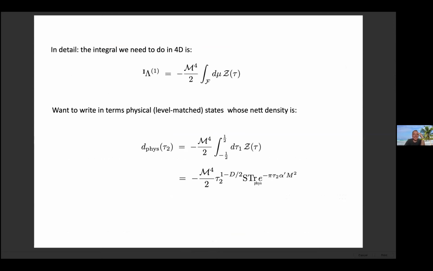Right, so this is how to understand why that strange expression is valid. This is the integral we're actually doing. Z is the partition function, and remember that's this q expansion form. We want to do that integral and write it in terms of all the physical states, those are the level matched ones. If I want to extract those, I can define this thing. I'm going to call this the net density of physical states, d_phys.